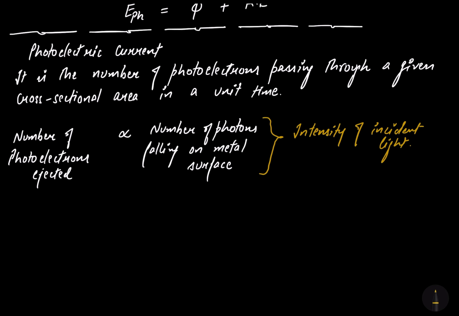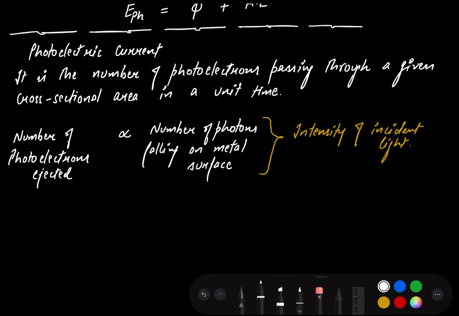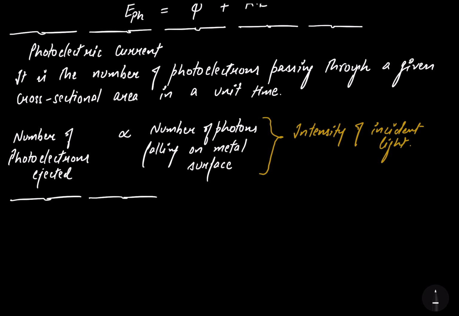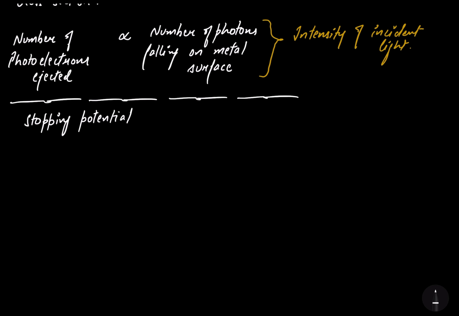So now my next topic is stopping potential. For stopping potential, I have to firstly make a circuit diagram. This is the cathode over here and this is the anode over here. This is my circuit. This is my battery.